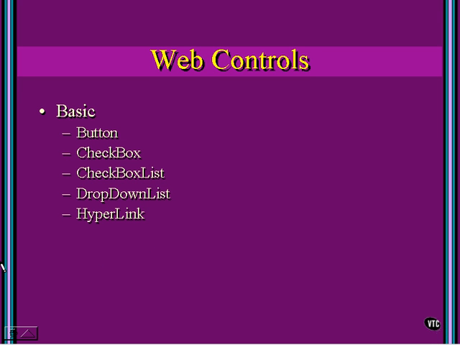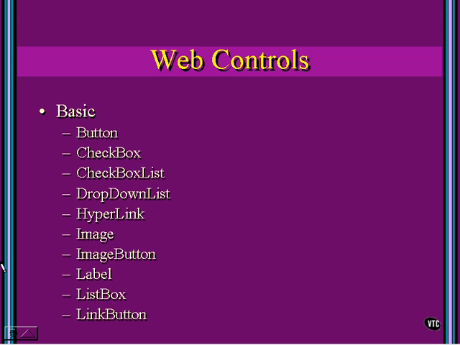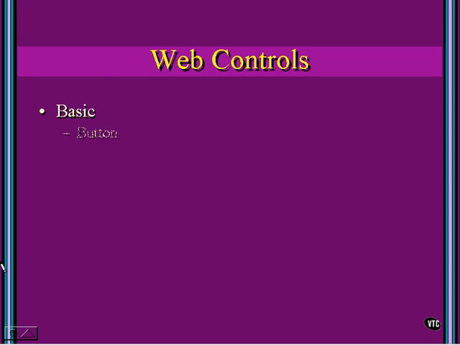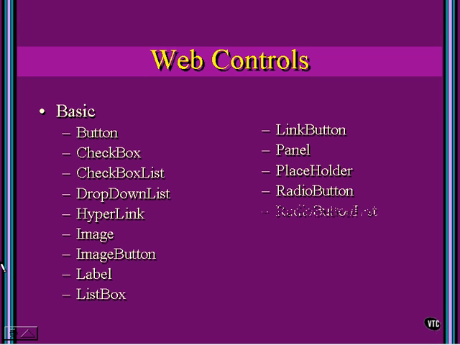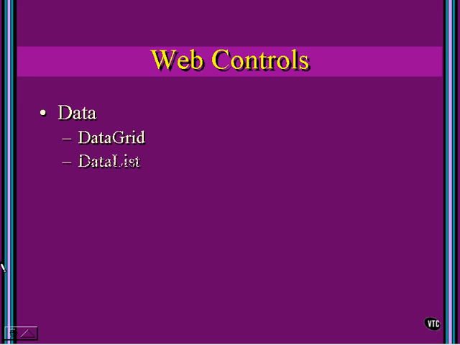A basic control is like button, checkbox list, hyperlink, image. There's a whole list of these things that you can see. And you'll notice as we look at these, it looks like I've got them duplicated, but you'll notice how many of those we have in here. Okay, so these are the basic ones.